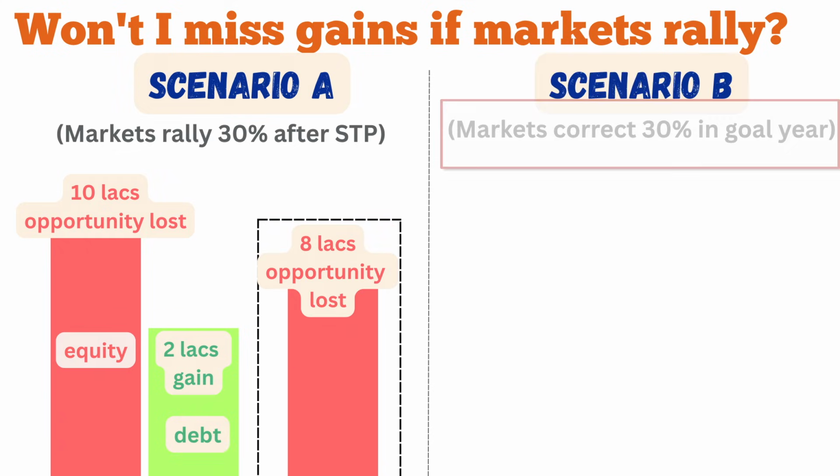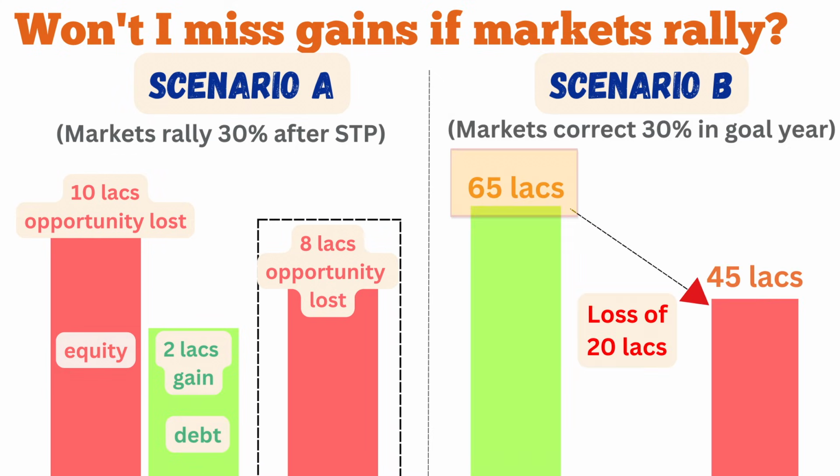Scenario B, markets crash 30%. You're still 100% in equity. Your 65 lakhs corpus became 45 lakhs. You need the money now for your goal, but you're sitting on a loss of 20 lakhs.